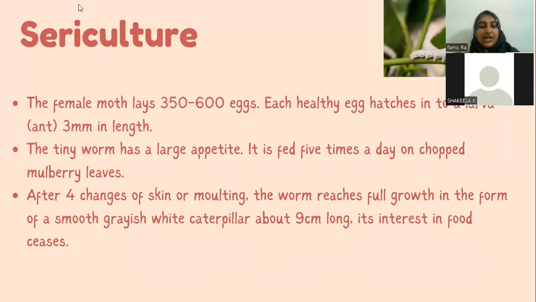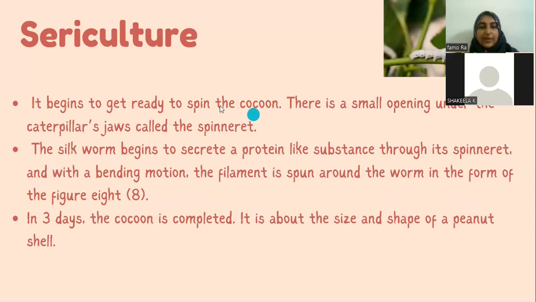After 4 changes of skin, or molting, the worm reaches full growth in the form of a smooth grayish white caterpillar about 9 centimeters long, and its interest in food decreases. When the worm reaches full growth, at that point they will start spinning. So it gets ready to spin the cocoon.